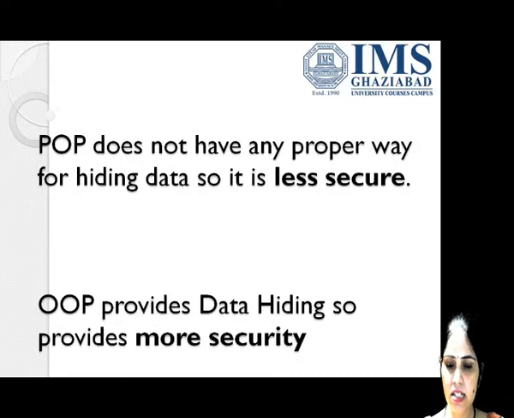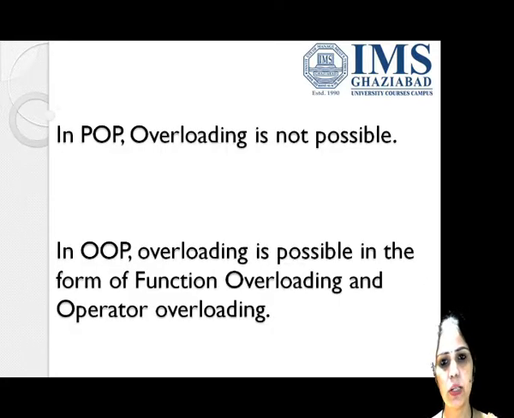POP is less secure, that is, it does not have any proper way for hiding data because all the data is publicly available to every function in the program. Whereas OOP is more secure. We have the facility of data hiding. Data hiding here means we can have our data in the private section so that it can't be accessed outside the class. In POP, overloading is not possible.